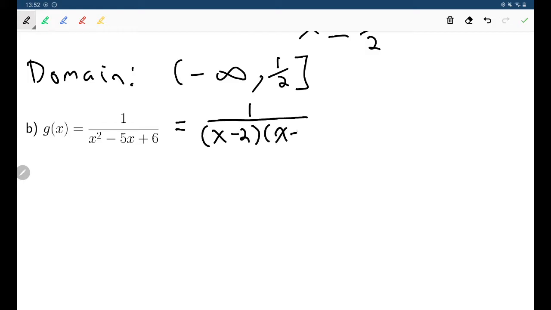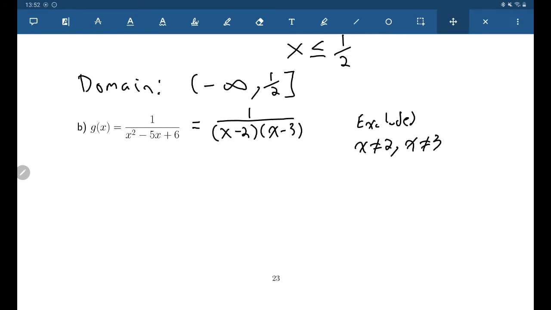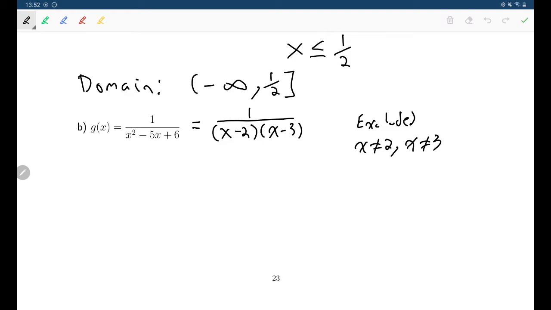we are factoring, looking for numbers that multiply to 6 and add to -5, so that's -2 and -3. So you can see that there are two excluded values here. You know that x cannot be 2 and x cannot be 3, because if x were either of those two values, that would mean that you would have something that's undefined. You would have 1 divided by 0. So for this, my domain would be everything except for those excluded values.